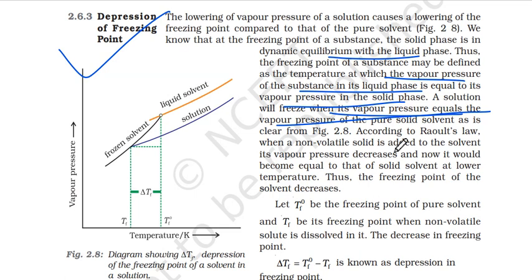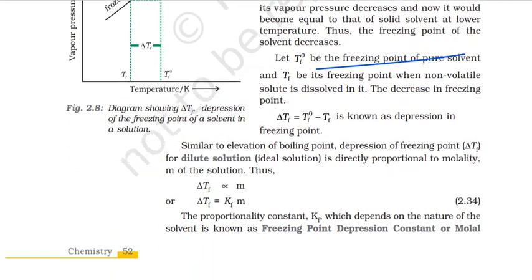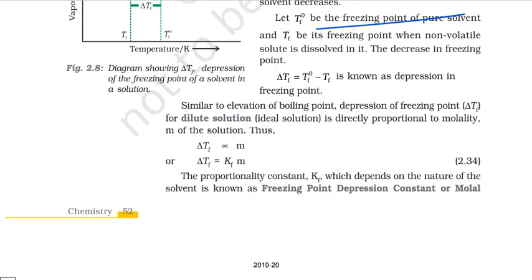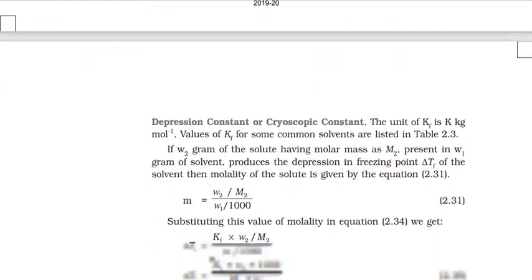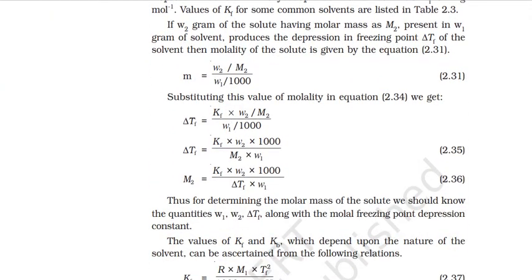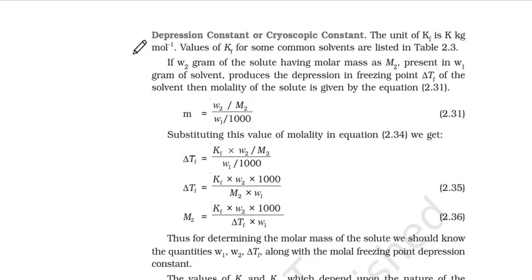Fine. TF naught is the freezing point of pure solvent. TF is the freezing point when non-volatile solute has already been added to it and the vapor pressure has already been decreased. This is depression in freezing point. Similar to elevation, we have over here depression of freezing point for dilute solution is directly proportional to the molality, where KF will be the proportionality constant, jisko hum freezing point depression constant ya molal depression constant bhi bolte hain. Iska unit Kelvin kg per mole, again the units, fine, and some KF values are given.